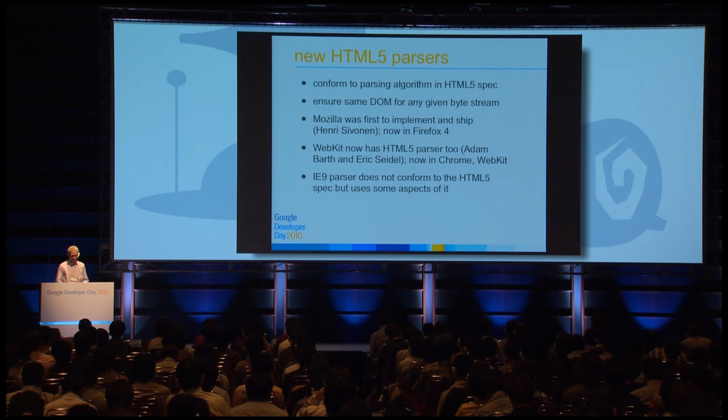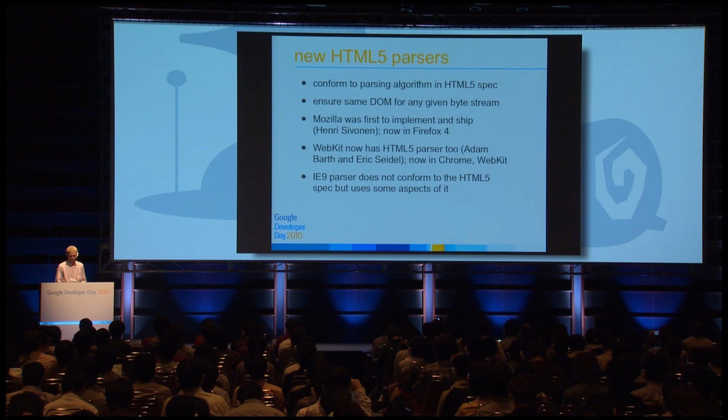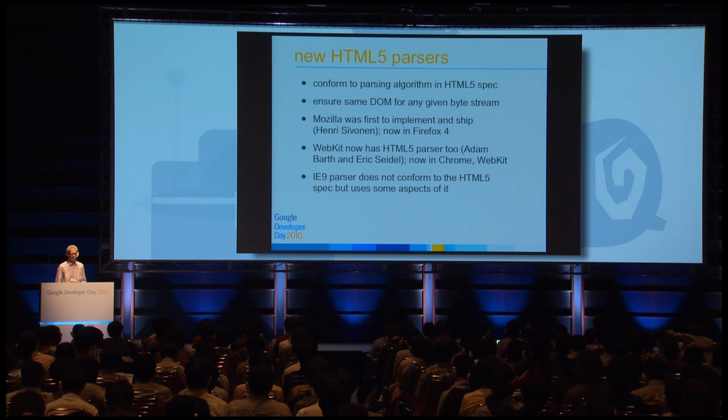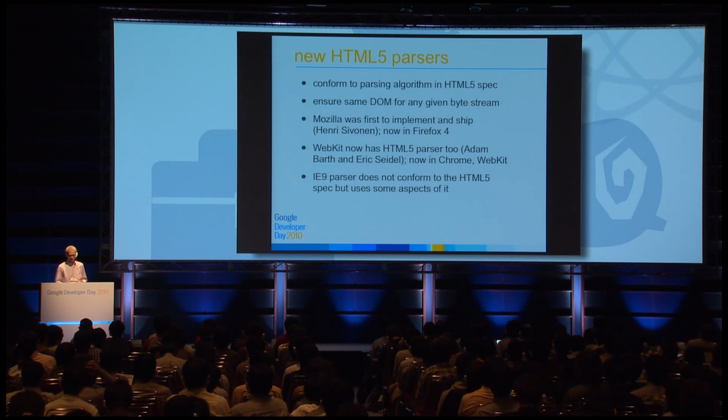The other exciting thing that's happened in the last 6 months is we have new HTML5 parsers in 2 different browsers. This is something that's not exciting at all to end users. But to developers, it's very exciting. Because what it means is you will have browsers where the DOM parsing behavior is predictable and exactly the same, minus some bugs. We do have some differences due to bugs, but we're resolving those bugs. So the first browser to ship with an HTML5 parser was Mozilla. Guy named Henry Sivonen, Finnish guy.